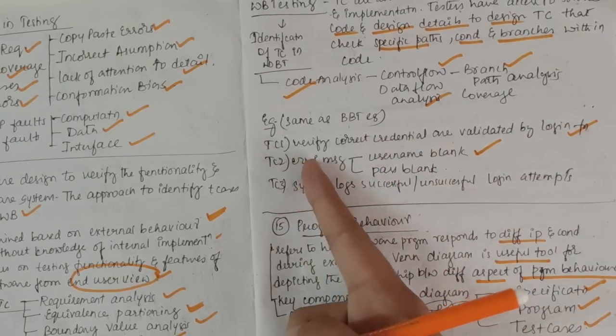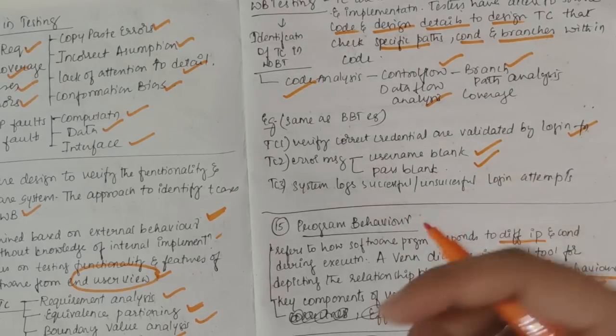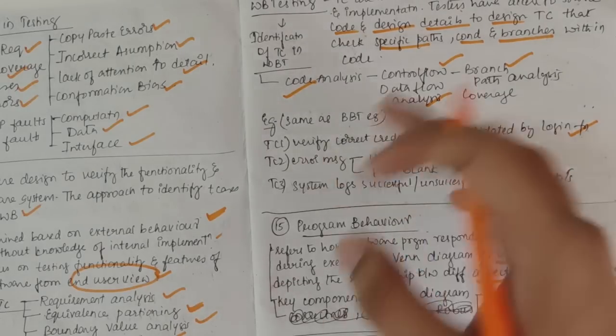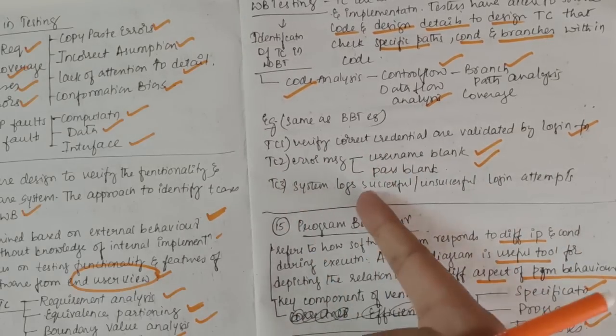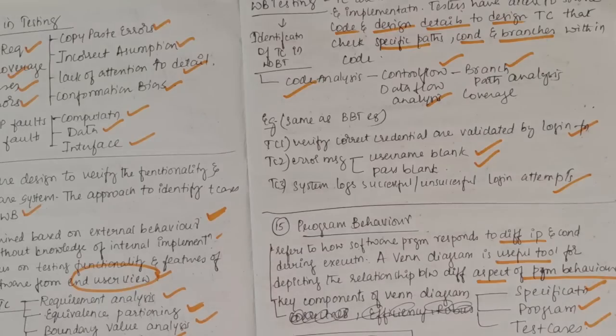The second test case is the error message when the username is blank or the password is blank. When the username is blank or the password is blank, what to do is what we'll deal with here. Then we have the system logging successful and unsuccessful attempts within a particular attempt. So that was about identification of test cases for white box testing and black box testing.